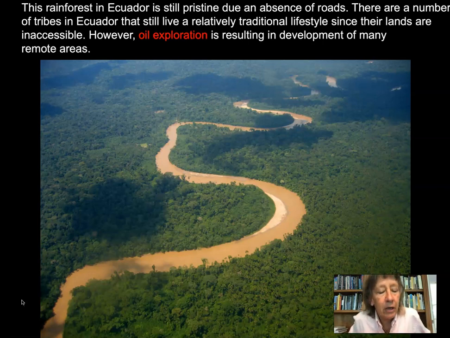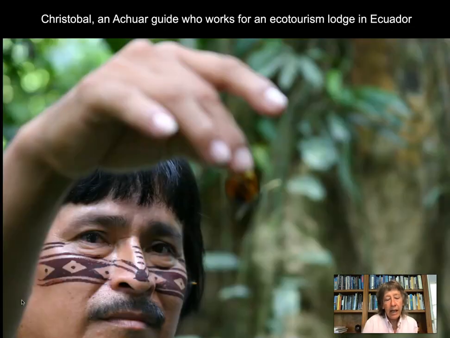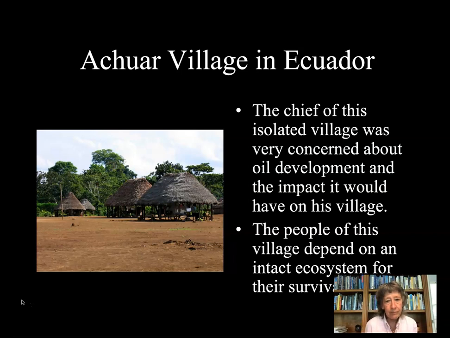Another threat in certain regions of the Amazon rainforest, especially in Ecuador, is the threat of oil exploration, because it turns out there's potentially a lot of oil in certain areas in Ecuador. That can have an impact on a lot of the local tribes. On the eco lodge I went to, we had an Ashuar guide who was from the local tribe, and he took us to his village.